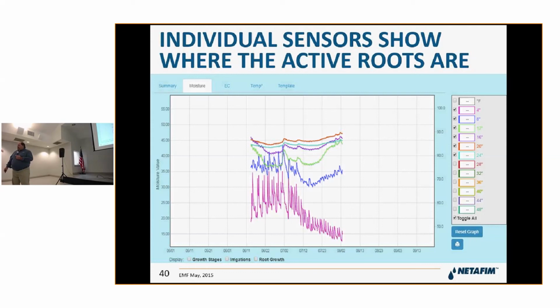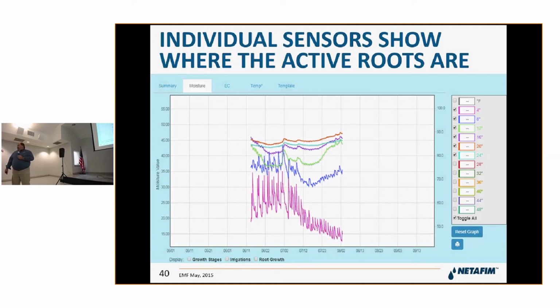So how deep are the roots? How deep are they drinking? I've got activity here at 4, 8, 12, 16, 20, and 24. How deep are the roots? Where's the activity at? Anybody? Shallower than 20 inches, isn't it? That's where the action is.